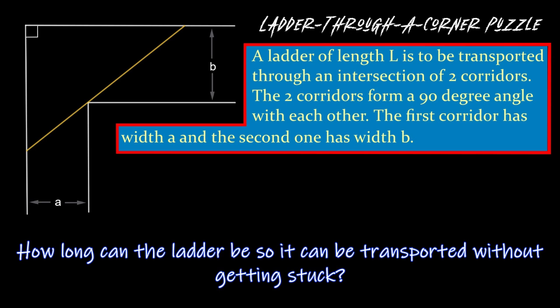So, where do we even start with this problem? It seems complicated, doesn't it? Well, let's first turn our attention to this diagram here. This is the tightest point of the ladder's journey through the corner, because as you can see here, the ladder is making contact with the innermost corner and the outermost walls.